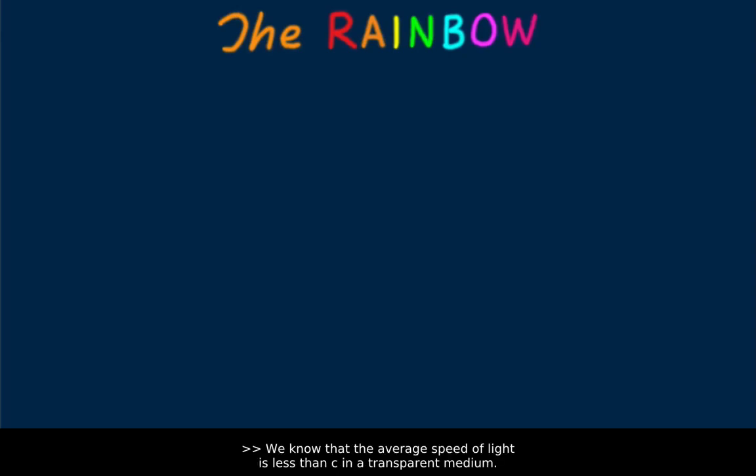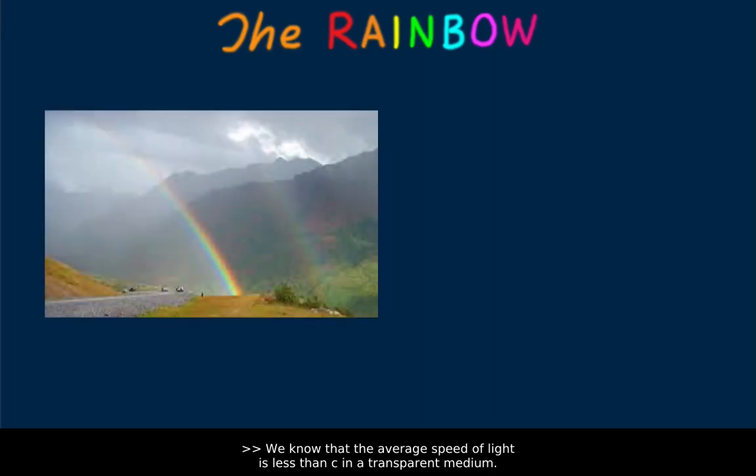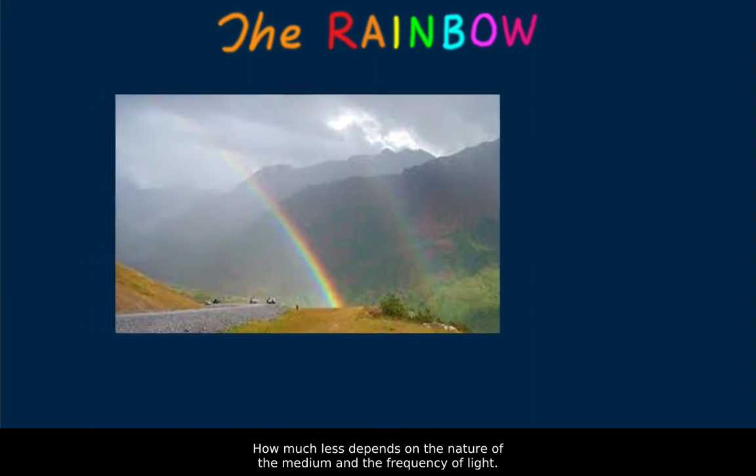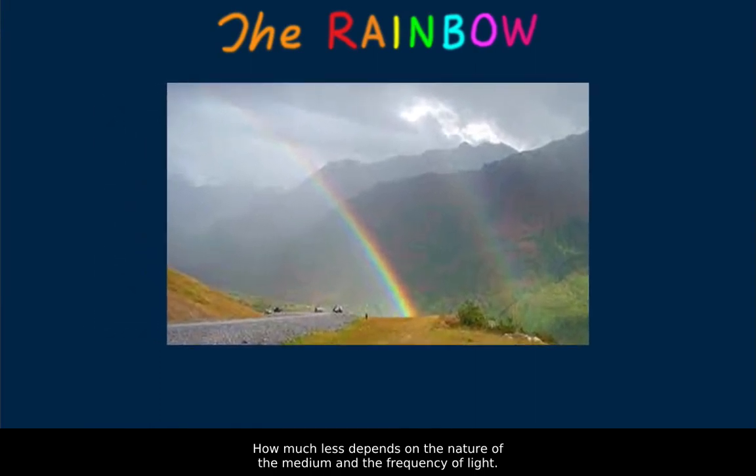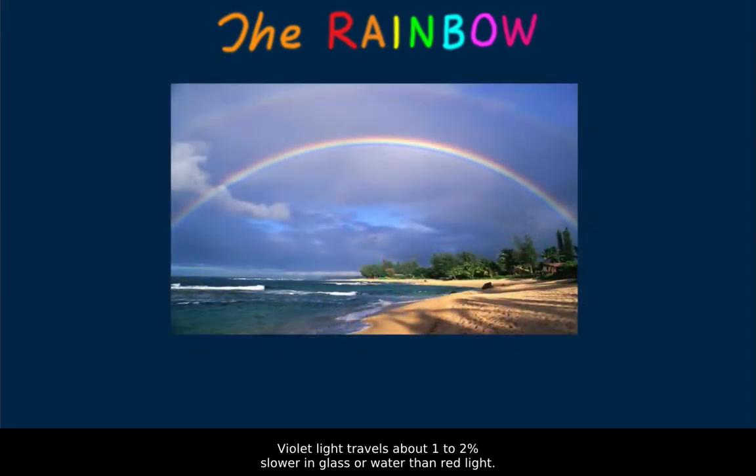We know that the average speed of light is less than c in a transparent medium. How much less depends on the nature of the medium and on the frequency of light. The speed of light in a transparent medium depends on its frequency. Violet light travels about 1 to 2% slower in glass or water than red light. Light waves with colors between red and violet travel at their own intermediate speeds.